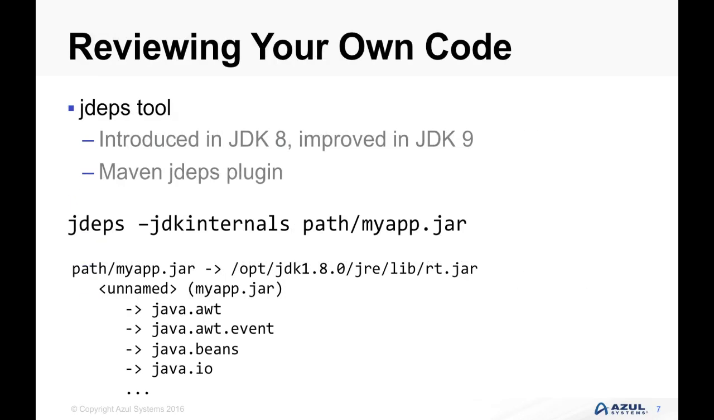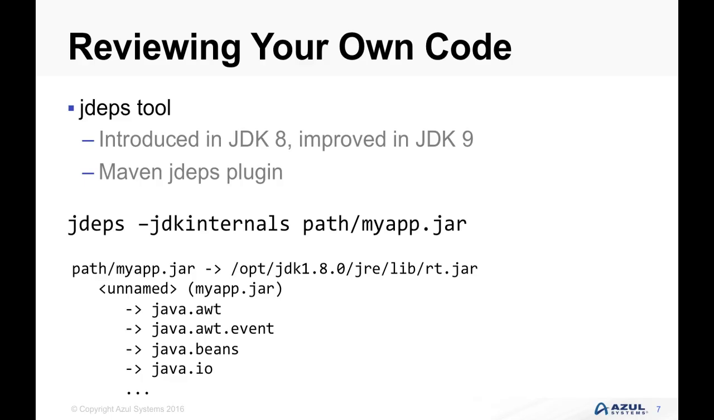Now, if you want to know whether you're using any of these APIs, there is a nice little tool called JDEPS. It was first introduced in JDK 8. It's been improved and enhanced for JDK 9. And that will tell you what APIs your application is using. And you can run it on your jar file, find out what things you're using.